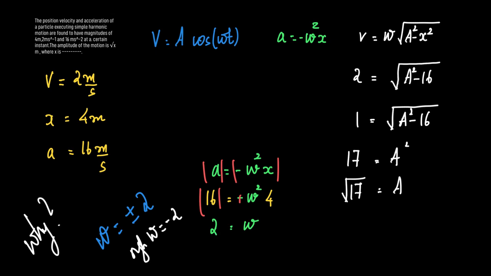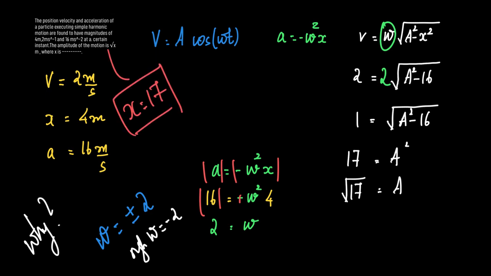Putting this omega equal to 2 into this equation, what we get is v is equal to 2 times root of a square minus x square. x is 4, 4 square is 16, 2 by 2 is 1, root of a square minus 16. 1 square is a square minus 16, a square is 16 plus 1, 17, and therefore a is equal to root of 17, which means the amplitude of motion is root 17.